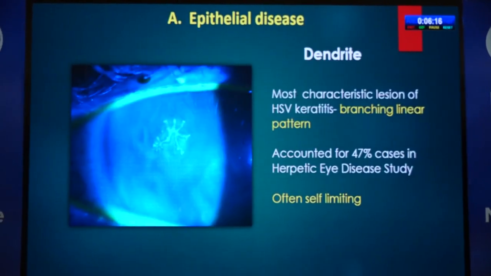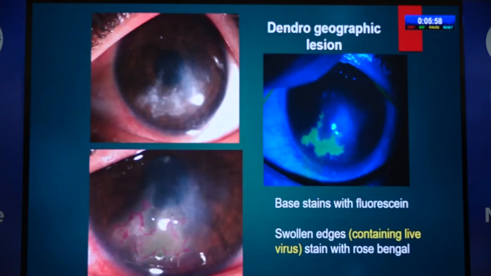Now the dendrite is the most characteristic lesion of HSV keratitis, which has a classic branching linear pattern. If any of us see this, being ophthalmologists, it's not something we are going to miss. But often, especially if you're working in a secondary or tertiary hospital, you will not see this because it will have resolved by the time patients come to you, and you may just see some footprint scars. This is often self-limiting.